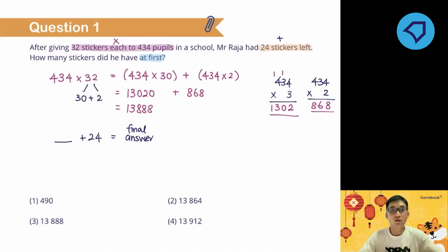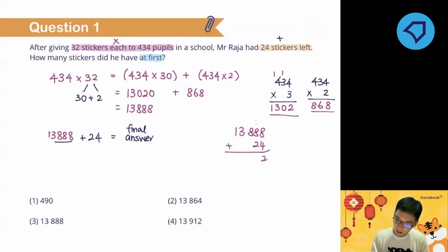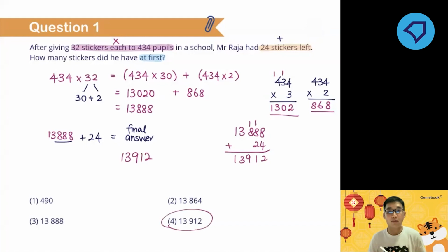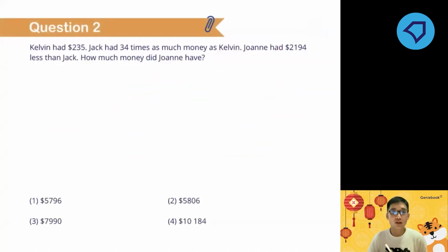Now, that will be the total number of stickers given to all the pupils. But is that the number of stickers he had at first? No, he still has stickers left after giving away those stickers to the pupils. So we need to add back the leftover stickers. So we take 13,888 plus the 24 stickers that he had left. So the final answer. Let's do the addition. Plus 24, 8 plus 4 is 12, 8 plus 2 is 10, 10 plus 1 is 11. That is 13,912.